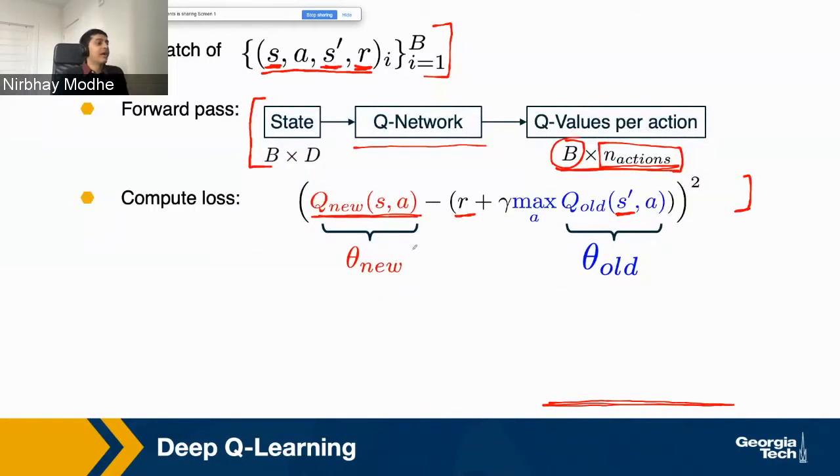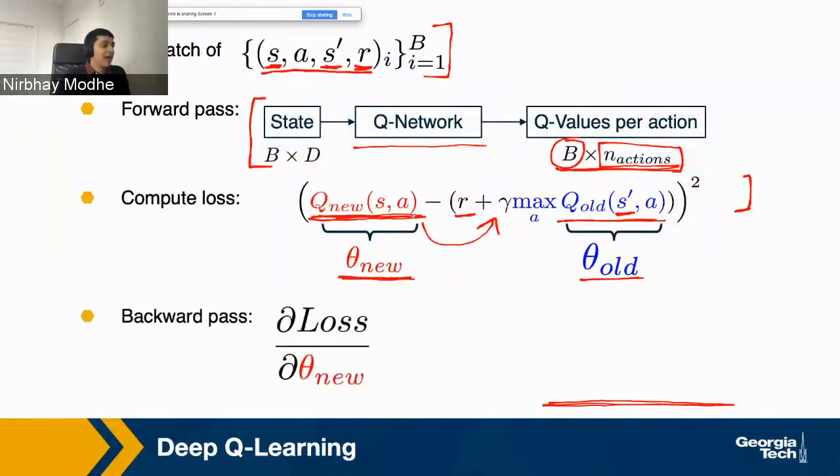And now I'm going to treat my Q network here as Q new. So let me call the parameters of this Q network theta new. And I'm also going to assume that my Q old is also a parameterized Q network, and let's say the parameters of this Q network are called theta old. The gradient I'm going to backpropagate is only for Q new. I want to make sure that my Q new matches the target. I don't want to make my target match my prediction.